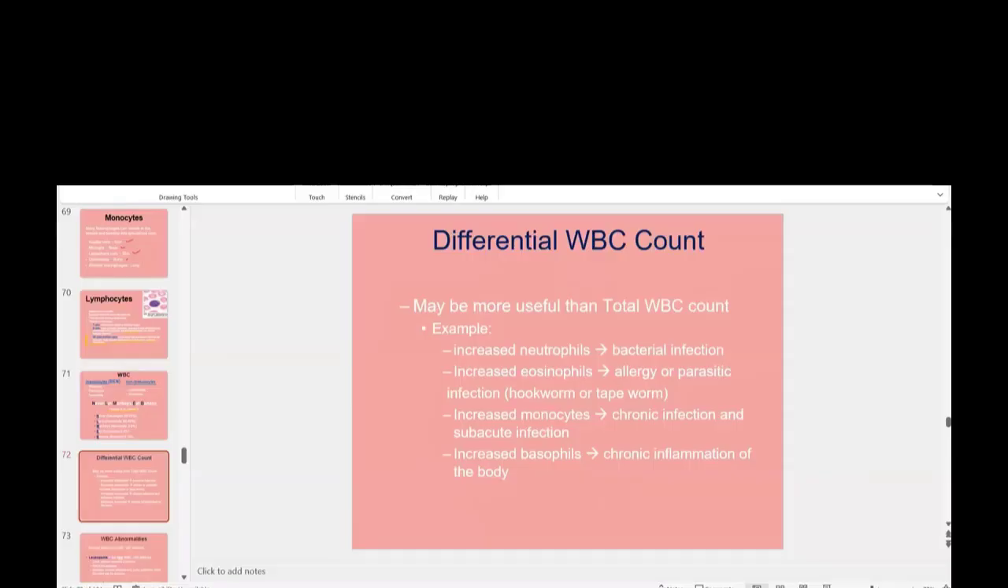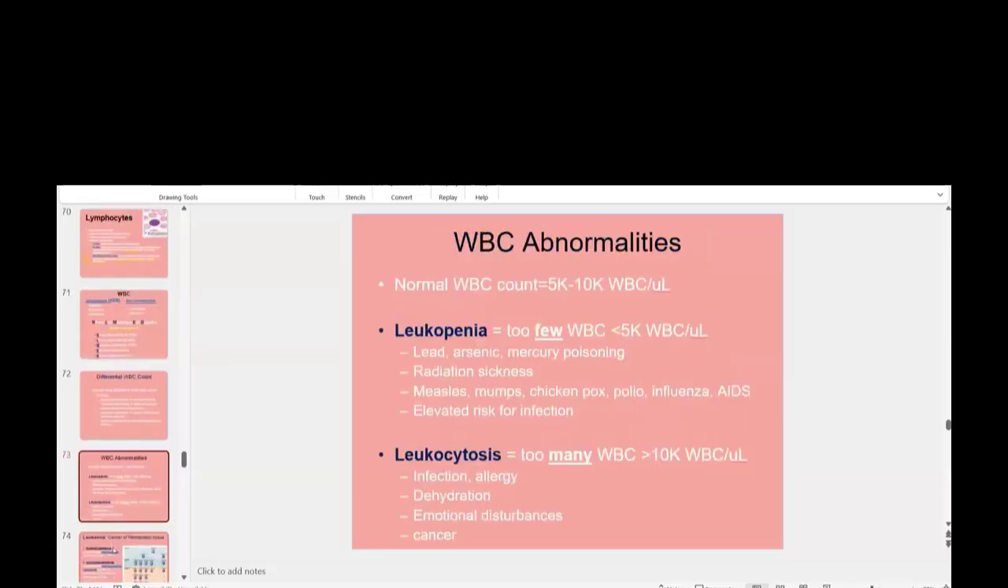Differential WBC count. Example, if you have increased neutrophils, that is a bacterial infection. If there are increased eosinophils, there is an allergy, or there is a hookworm, roundworm or tapeworm infection. If there are increased monocytes, it's a chronic or subacute infection. If there are increased basophils, it's chronic inflammation of the body. So if you get these increased numbers in your blood test, when you go to the pathology test, then you will know what the conditions are and why it is happening.